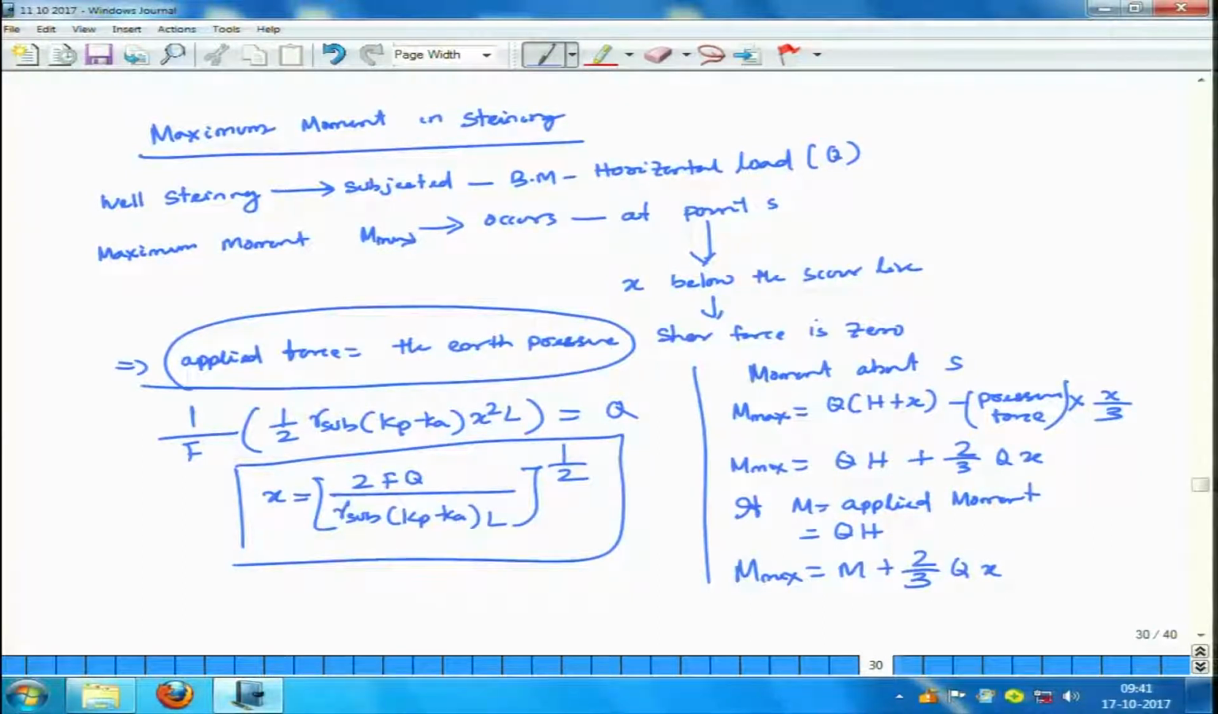This is all about the theory. I will stop it here. Next class I will solve 2 examples as well as a few more things.